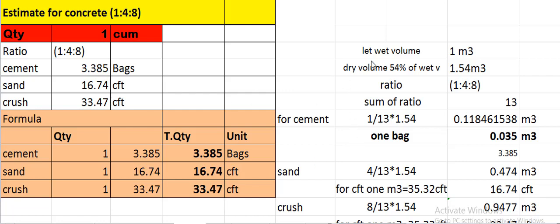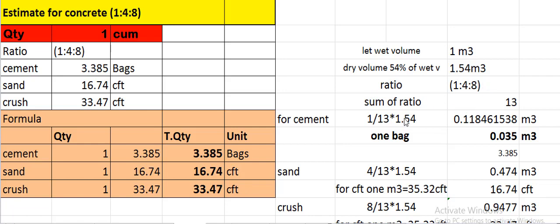How will we calculate this quantity? We take the volume of concrete as 1 cubic meter. Basically this is the wet volume of concrete. We change this wet volume into dry volume, because we order the ingredients of concrete in terms of dry volume. For this purpose we multiply by 54%. We add 54% to the wet volume, so it becomes 1.54 cubic meters.